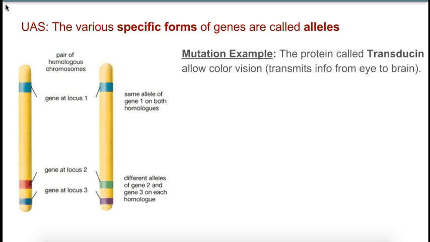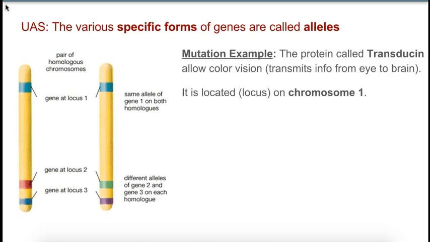We're going to provide one mutation example during this video. We'll look at lots more in class. And this one is a protein called transducin. Now, transducin is really important in transmitting information from the eye to the brain and allowing color vision. It's a protein. As we know, proteins are determined by the genes.